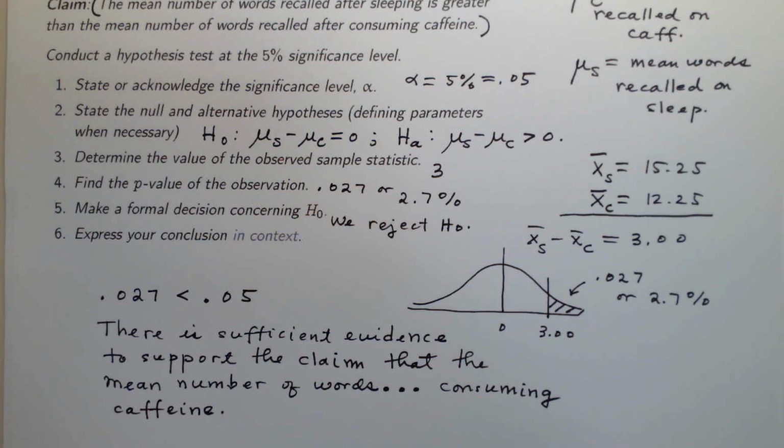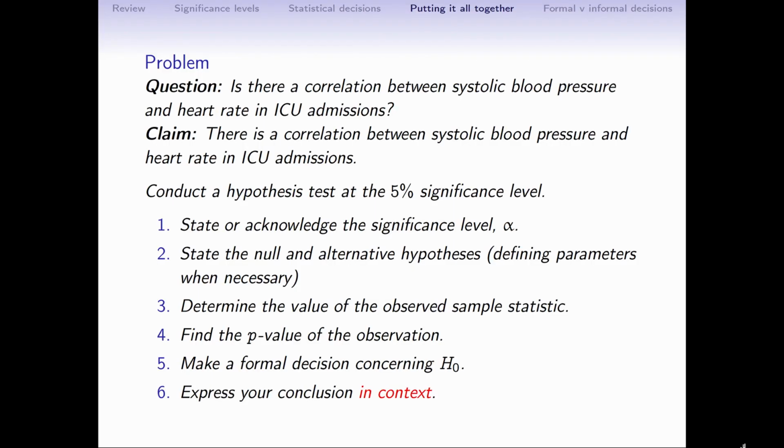All right, let's head back to the class notes and take a look at one more example. For our next example, we want to study the question: is there a correlation between systolic blood pressure and heart rate in ICU admissions? Now, let's turn this into a claim.